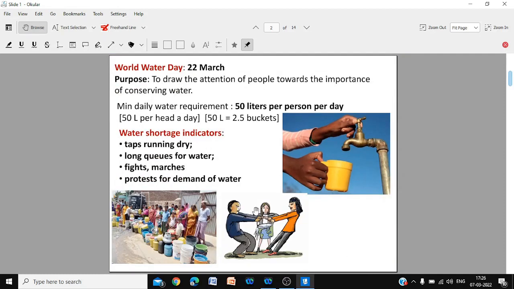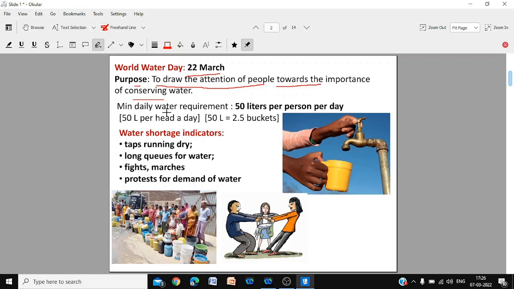What are the important points? World Water Day is held on 22nd March. World Water Day is observed on 22 March every year. The purpose is to draw the attention of people towards the importance of conserving water, to make people aware that conserving water is important. For this purpose, we celebrate World Water Day on 22 March. That is to draw the people's attention to the importance of conserving water.